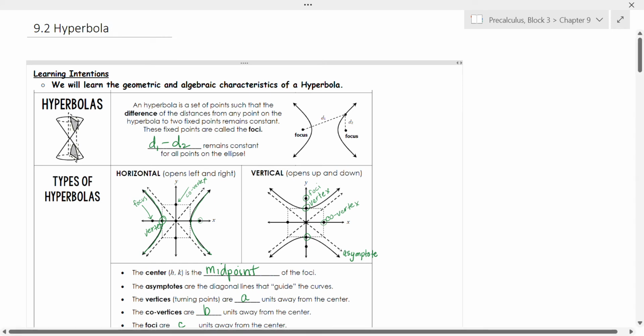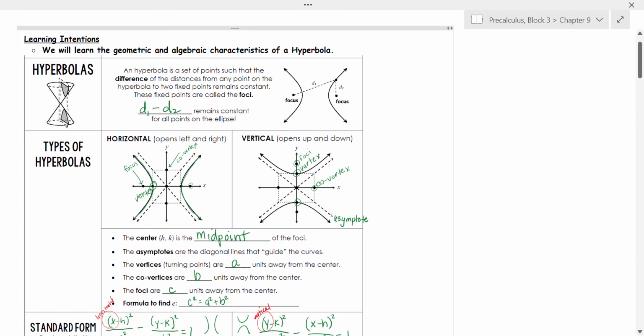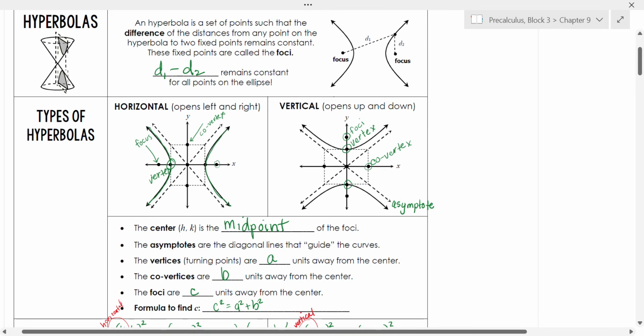Hello, pre-calculus students. Let's review what we learned in section 9.2, part 1. We were doing hyperbolas with the center at 0, 0. So just a quick review, the vertices are a units away from the center. The covertices are b units away from the center, and the foci are c units away from the center.